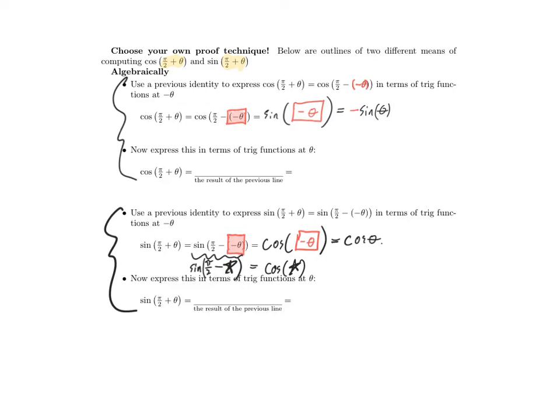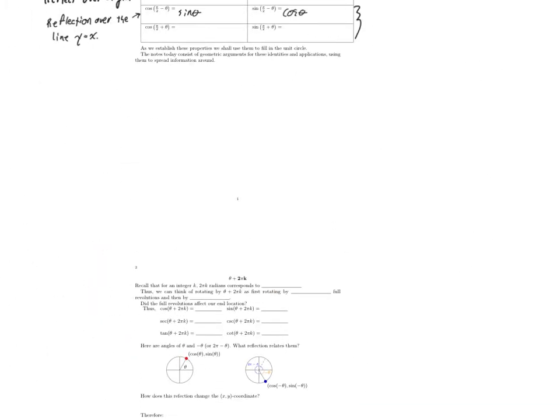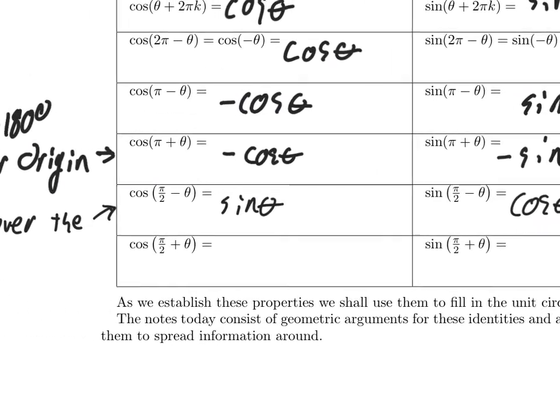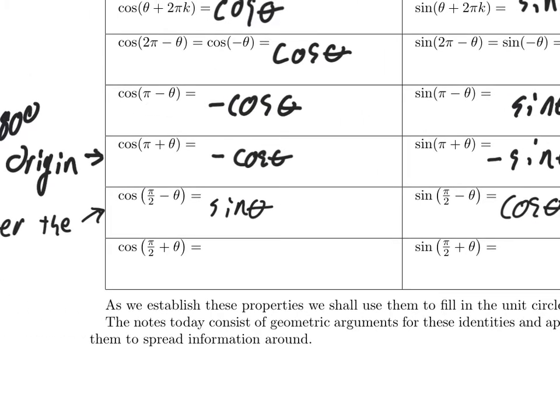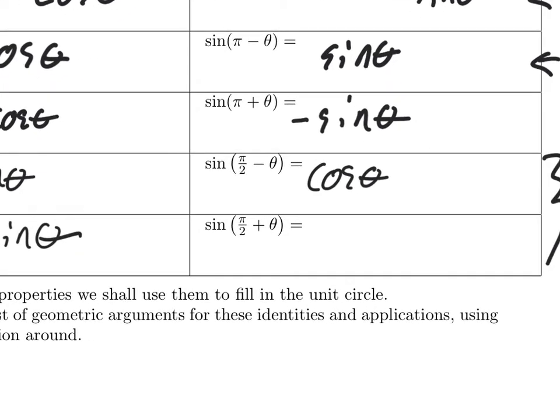It's negative the sine of theta. And the sine of pi over 2 plus theta is cosine of theta. So let's fill those in on that top page. The cosine of pi over 2 plus theta is negative sine theta. The sine of pi over 2 plus theta is the same as the cosine of theta.